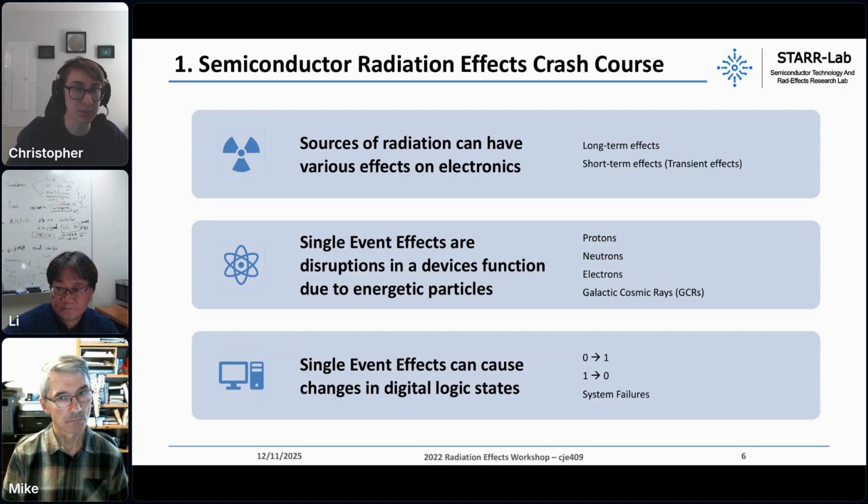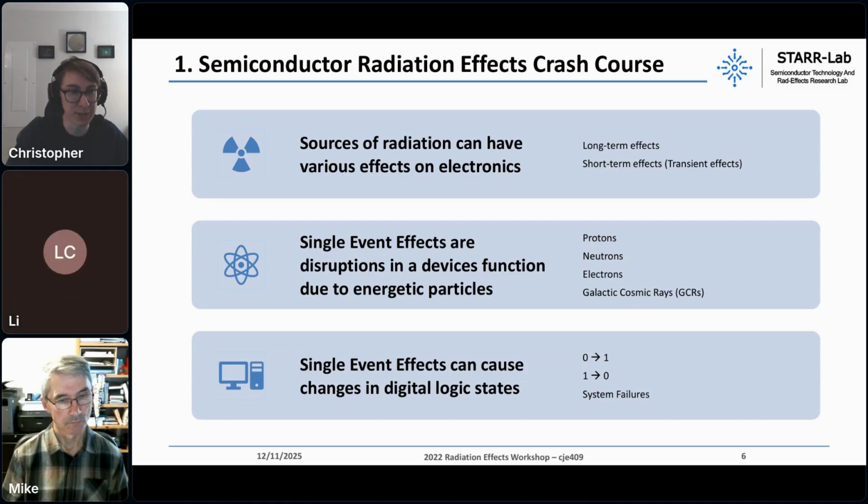But you can have disruptions in devices from a variety of energetic particles. These are things like protons, neutrons, electrons. You might have heard of galactic cosmic rays, very highly energetic particles that are flying throughout space that can strike satellites. And the single event effects that we get from these particles, really the main concern is the change of bit values. We call these bit flips, right? So you might have a 0 change into a 1 and vice versa. And these changes in bit values, for the operation of a complex device, can lead to system failures and things that you wouldn't want happening while your satellite is in orbit.